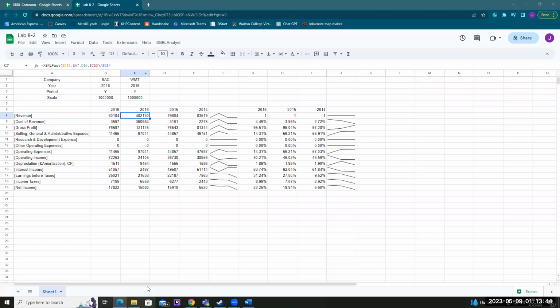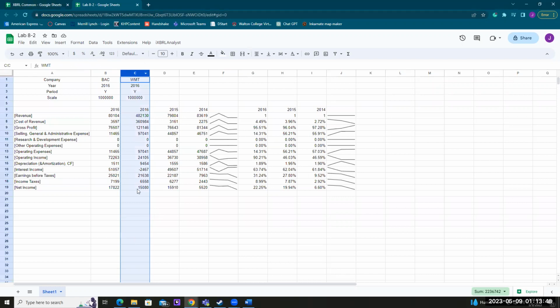All right, so now we have our stuff in for Walmart. I just created a straight line down for us. So Walmart for 2016 is right here, and Bank of America for 2016 is right here. We can see our revenue for Walmart was 482,130. And our equations here are very similar to what we were using over here. We're just using some different cells.